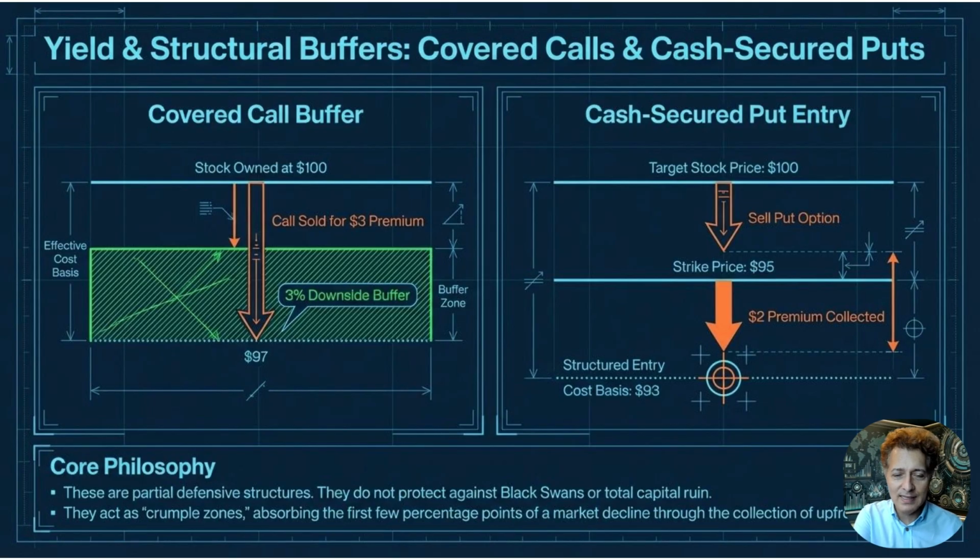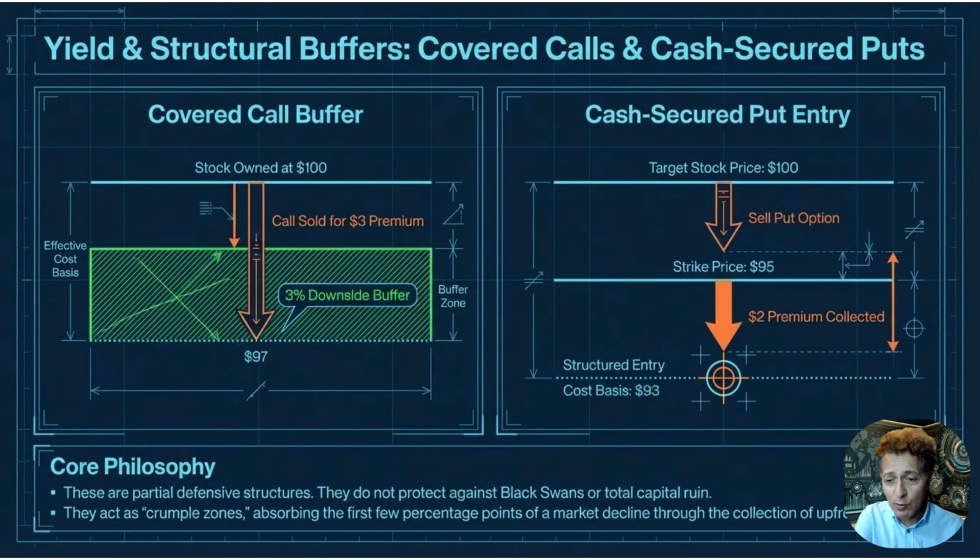So covered calls and cash secured puts, again, it's all about the buffer. So the buffer that the covered call provides in case the market goes against you. So let's say you are selling an option, you get paid $3. So now your buffer allows you for the stock to go down by $3 and you're still okay.